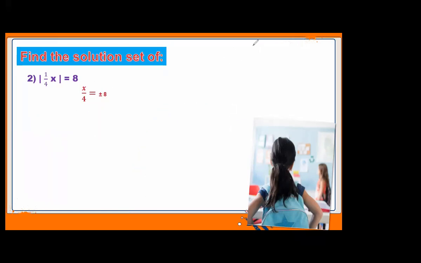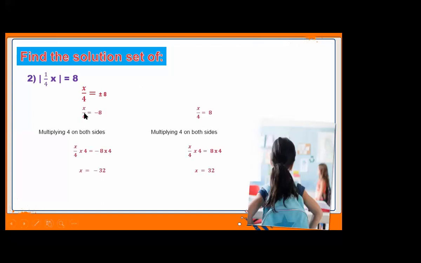Okay, so here in this question, first we have written x upon 4 is equal to minus 8, and x upon 4 is equal to plus 8. Draw the line here in the center. Now first solve the left part.